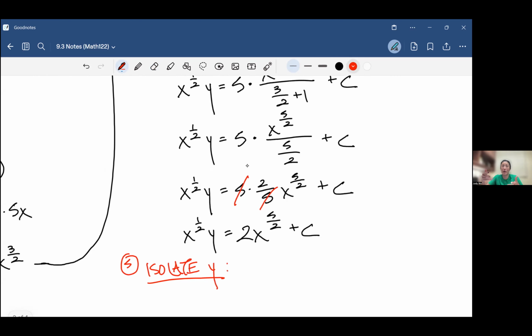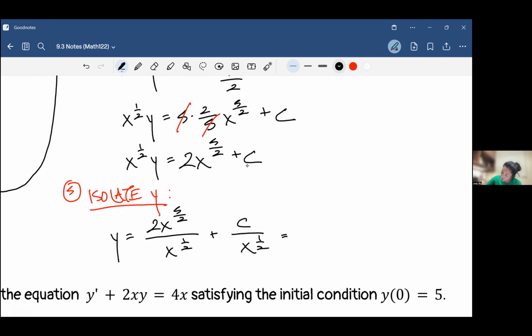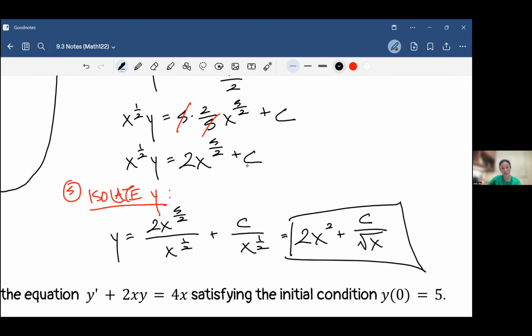At the end of the day, we want to have an explicit solution like y equals something. All right, so I get y equals 2x to the 5/2 over x to the 1/2 plus c over x to the 1/2. And let's clean this up. And we'll get 2x squared plus c over the square root of x. And this is our solution.